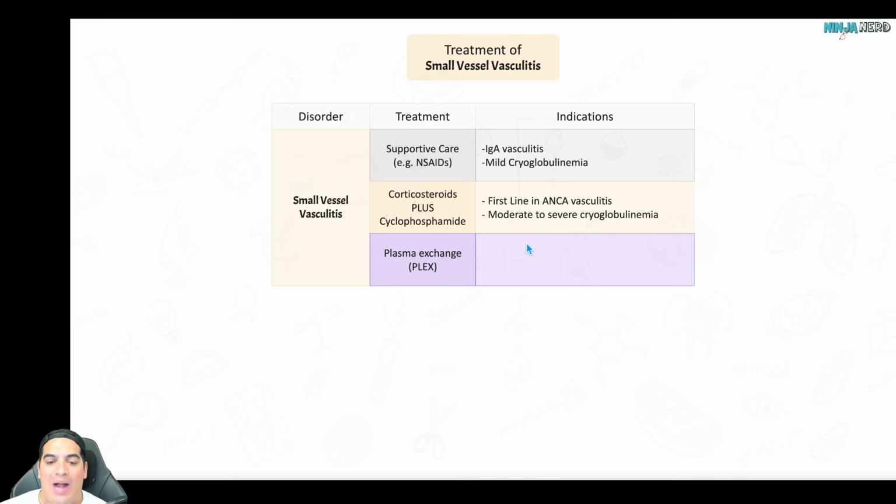hemorrhage and rapidly progressive glomerulonephritis. The only other time is if we don't know, does the patient have ANCA vasculitis or what's called anti-GBM disease, often known as Goodpasture syndrome. If I am unsure if the patient has Goodpasture syndrome or ANCA vasculitis that's causing their hemoptysis and glomerulonephritis, then I need to start them on PLEX.